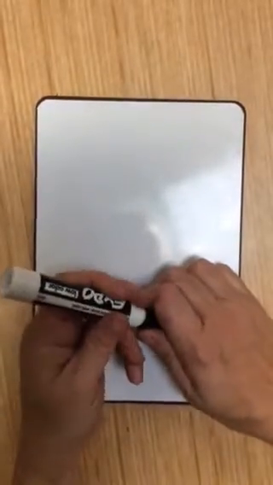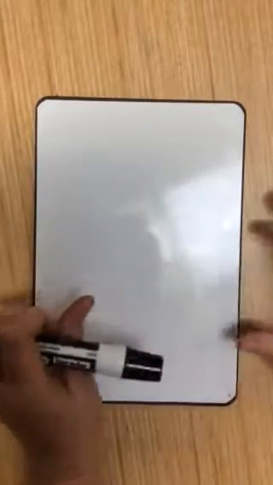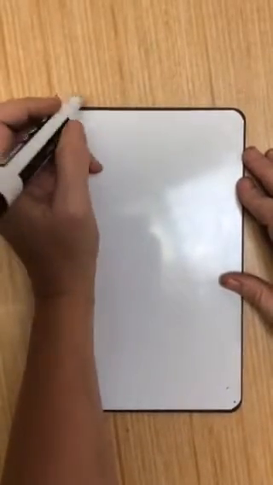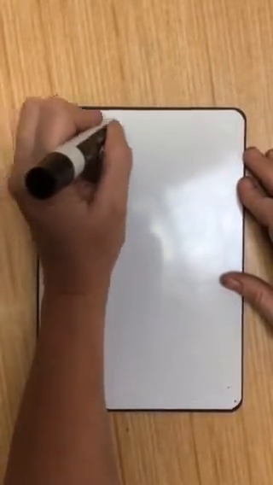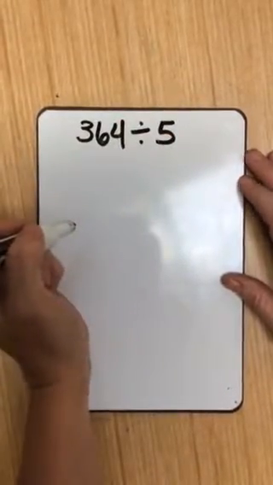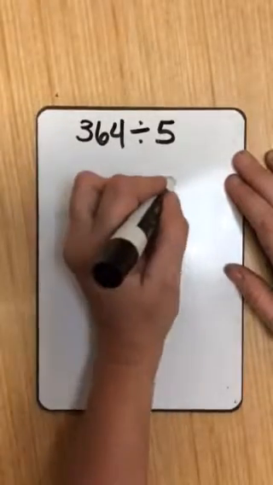Now that we've mastered our basic division, we're going to do a long division problem. And this is the same thing, it just adds more steps, so it's a little bit easier to get lost in what we're doing. So our problem here is going to be 364 divided by 5.